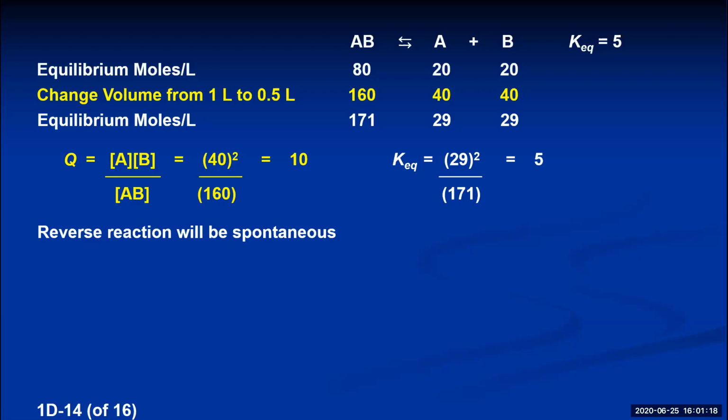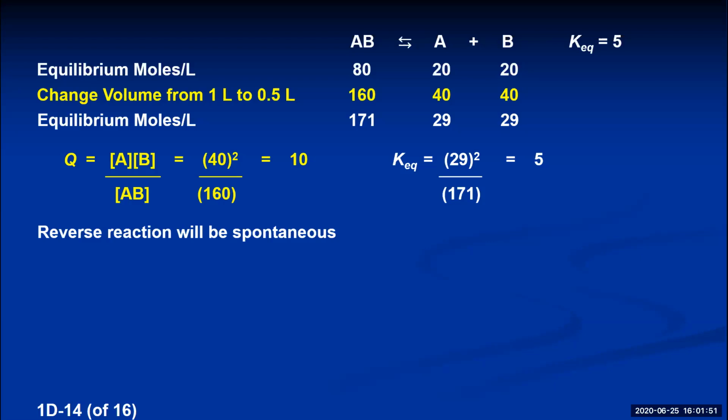There's actually an easier way to view this anytime you change the volume of a container. And that is, anytime you decrease the volume of the container, you're compressing the gas molecules. They're too close together. The spontaneous reaction will always be the reaction that creates the lesser number of gas molecules. And in our reaction at the top, we have an AB molecule as a reactant, and we have an A molecule and a B molecule as products. There's one gaseous reactant molecule, but there's 2 gaseous product molecules.